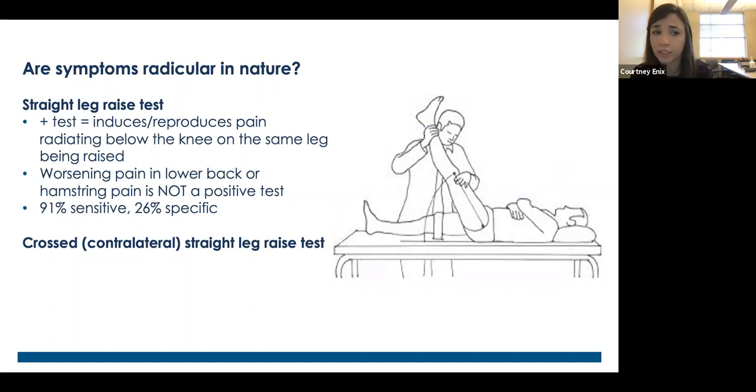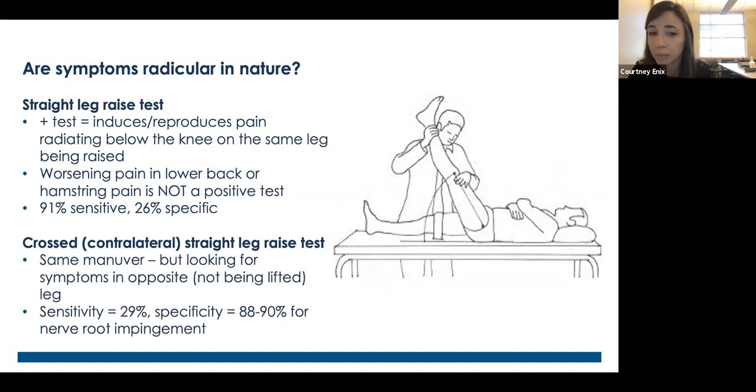The straight leg raise test is pretty sensitive. It's got a 91% sensitivity, but it is not very specific. As you'll see, it has a 26% specificity. The crossed or contralateral straight leg raise test is essentially the same exact exam, but you're looking for symptoms in the opposite side. So for this example with this figure, this is looking at the right leg in the patient that's laying down on the exam table.